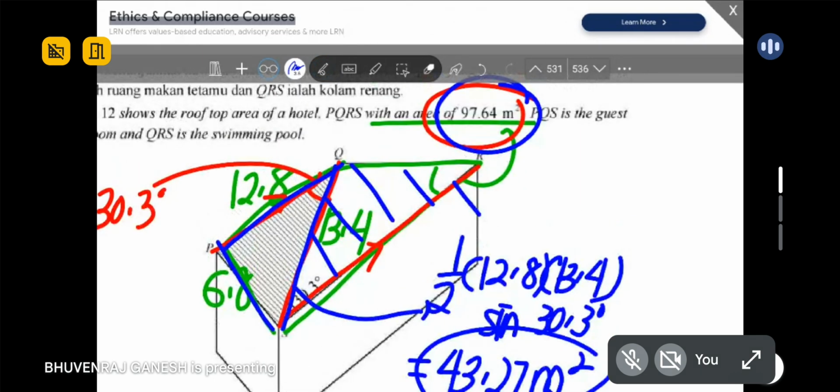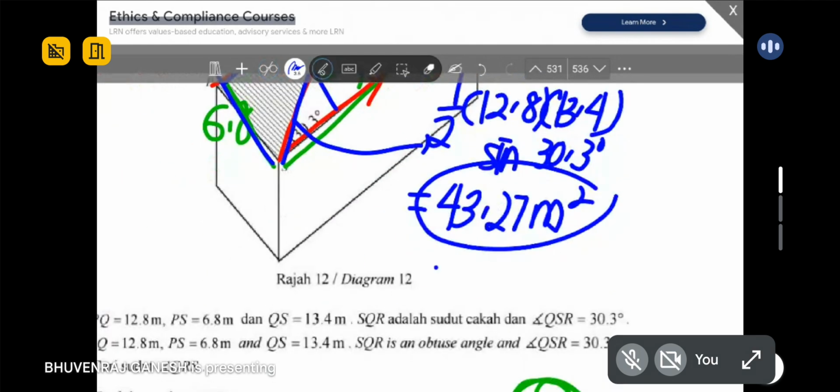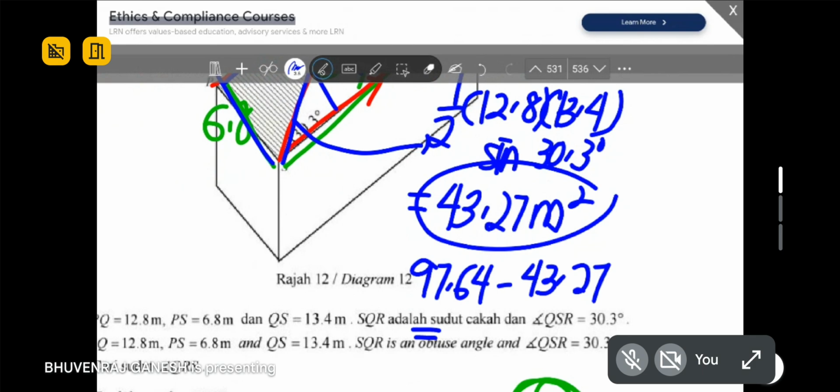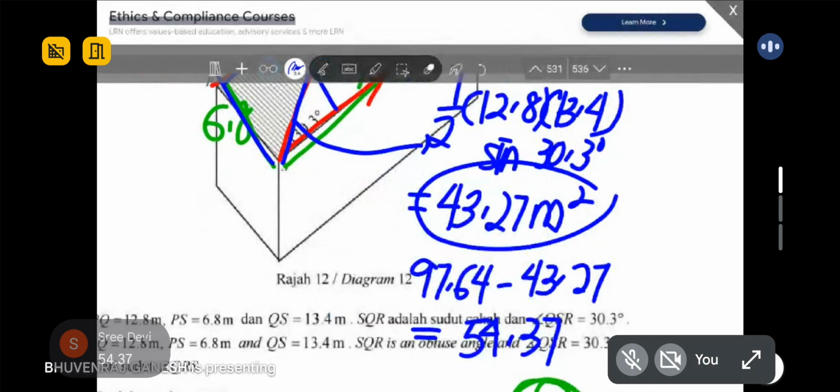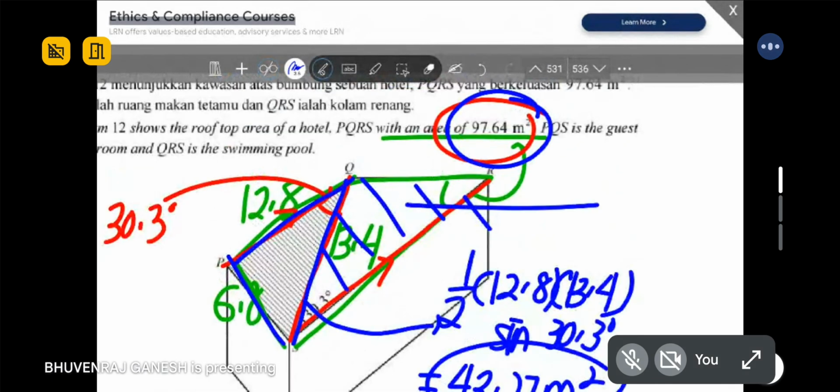Because the angle we want to find is in SQR. So you just take 97.64 minus 43.27. Okay, so your answer is how much? If you press calculator, you get 54.37. Okay, already one piece of information you have. This area here is 54.37.